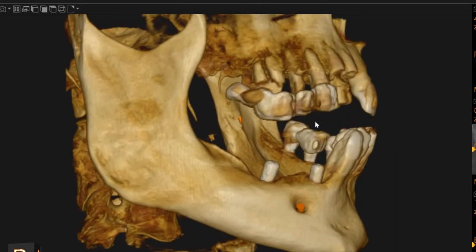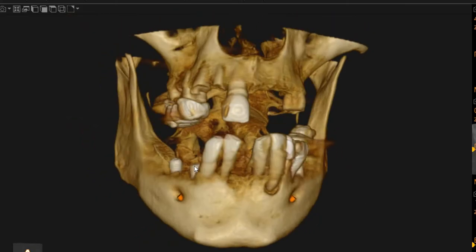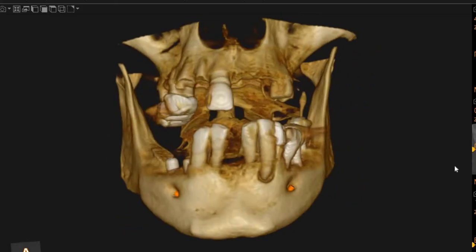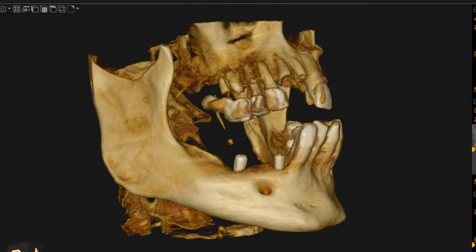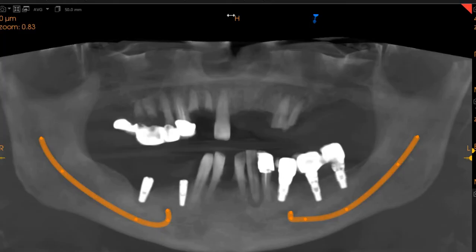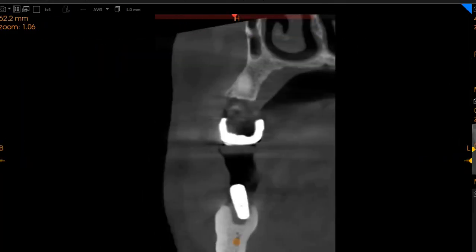This is the CBCT of the patient that you had requested. The area of interest is the bone evaluation around implants. On the 3D rendering, the bone quality and the bone quantity does not seem to be very adequate. We'll start with the lower right implant. This is the distal most implant in the first molar region.